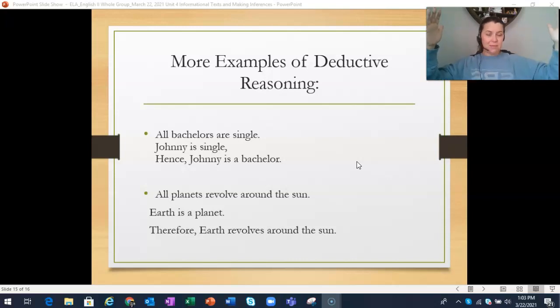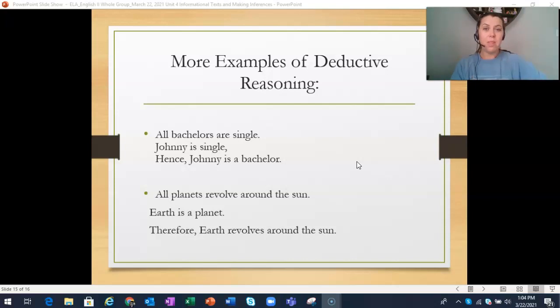All planets revolve around the sun. Big general statement. The Earth is a planet, a little more specific. Therefore, the Earth revolves around the sun. So I went from all planets revolve around the sun, I know the Earth is a planet, therefore the Earth revolves around the sun. I went from very general and narrowed it down to a more specific statement.